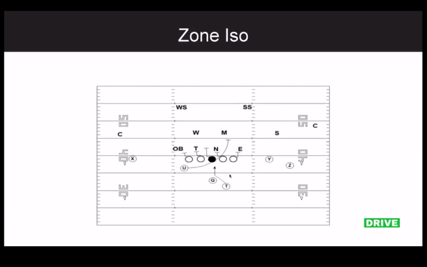Or you can do it like this, where you put the U back over here. Now he's wrapping all the way for the backside backer, and they're just running zone. And the ISO tag tells the end that he's locked. You can give it names, or you can call it anything you want to call it.